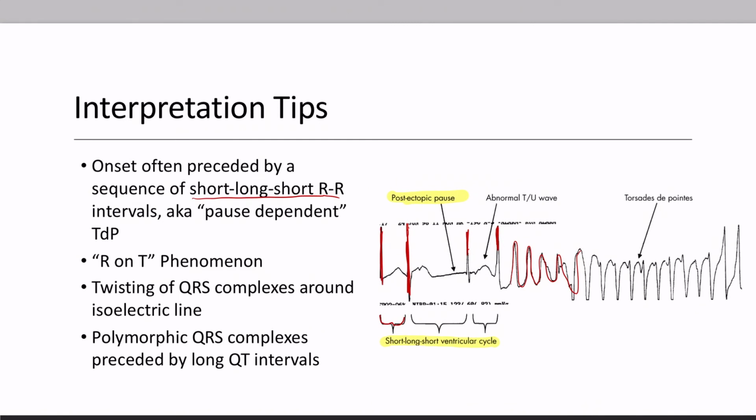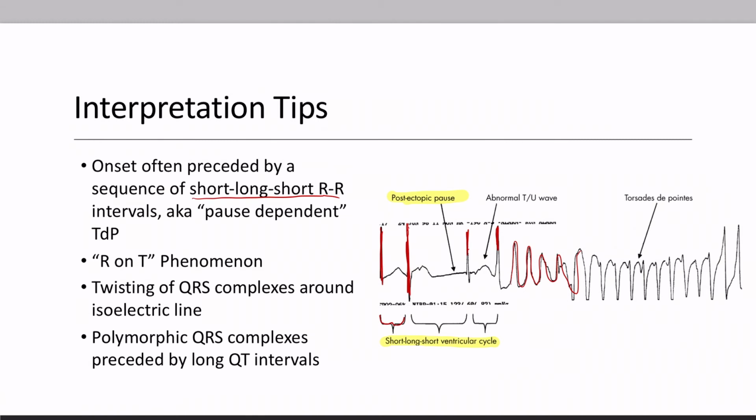that is going to be very pathognomonic for torsades de pointes. The R on T phenomenon, which I just explained: lengthening of the QT, and then you get a contraction in the place of a T wave. And this is during the relative refractory period. That's important to know. This is the twisting of the QRS complexes around the isoelectric line. We said it looks like a ribbon that you twist.